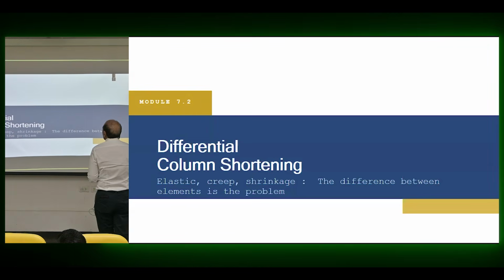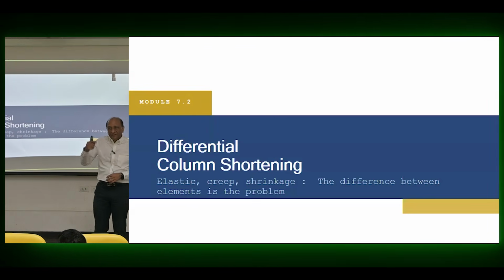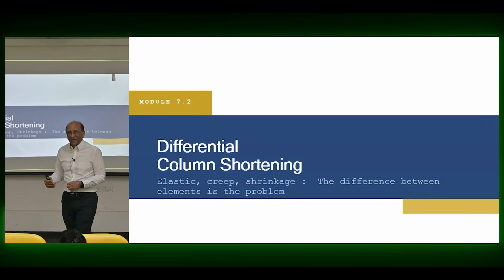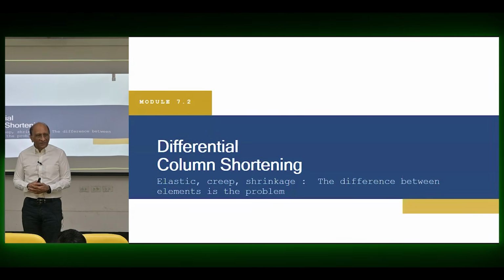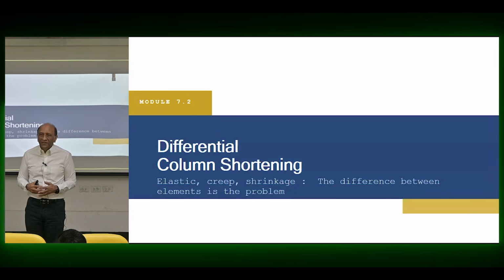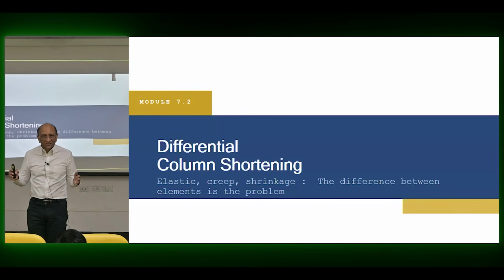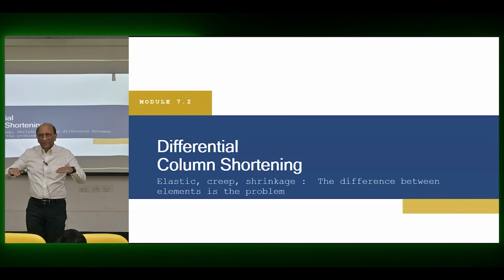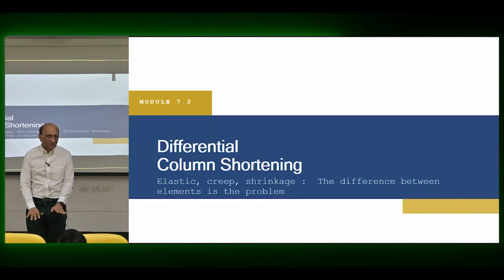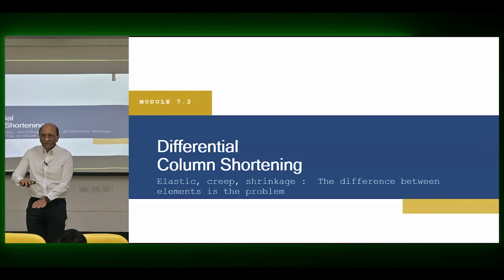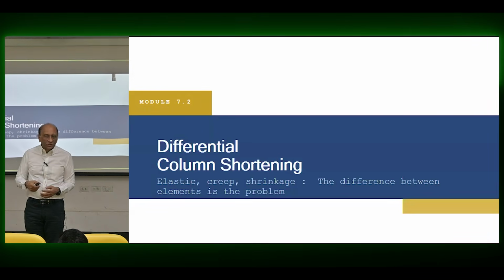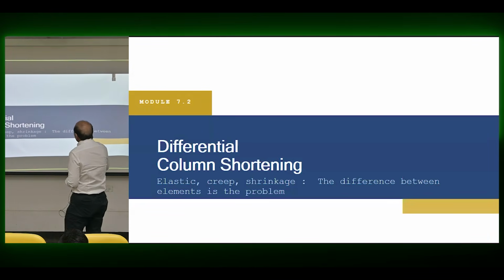But column shortening, differential column shortening, is one of the key features of tall building design, which is different from others, because this is really a challenge. Differential column shortening means that different columns in the same building shorten at a different rate and by a different amount, causing a problem on the floor level and on everything. Because if the floor level is not correct, the bending moments in the beams will not be correct, and everything will be wrong. So that's why this axial shortening is the key.